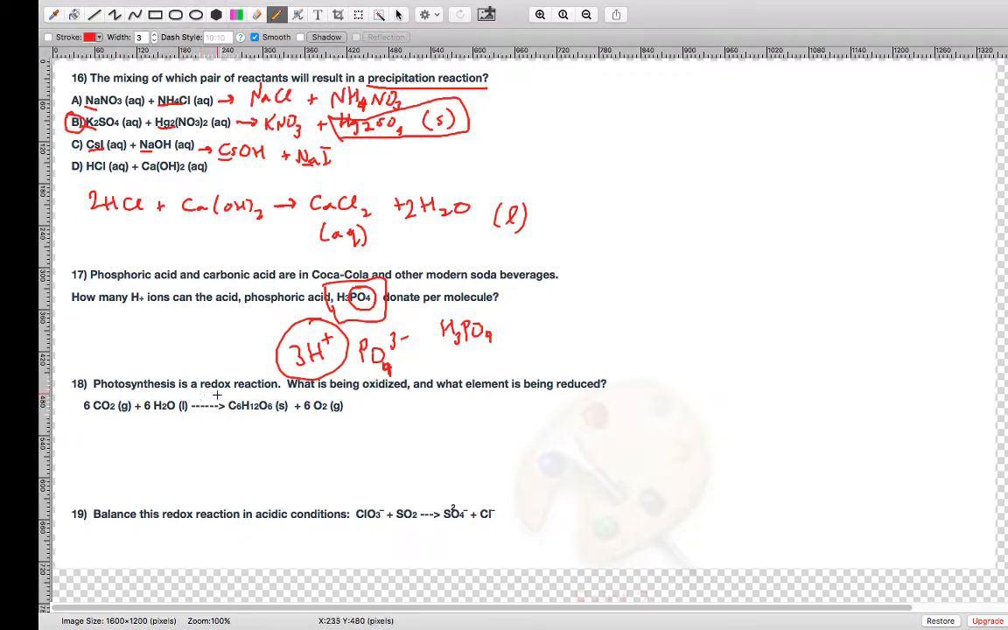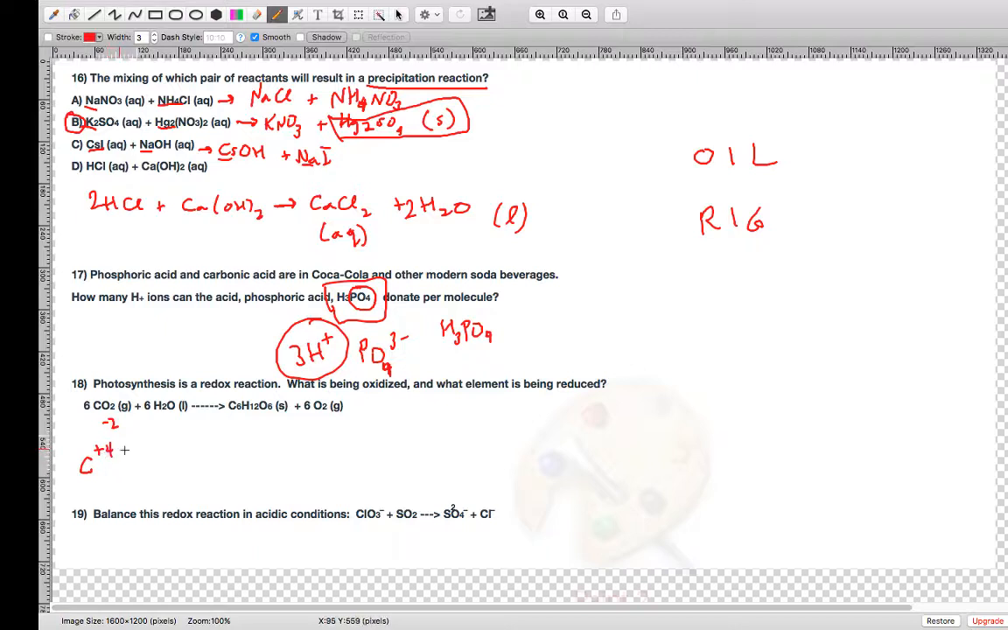Photosynthesis is a redox reaction. What is being oxidized and what element is being reduced? Remember the mnemonic OIL RIG. Oxidation is losing electrons. Reduction is gaining electrons. So let's assign oxidation numbers. Start with the oxygens here. They are -2. There are 2 of them, so 2 times -2 is -4. That means the carbon must be +4.